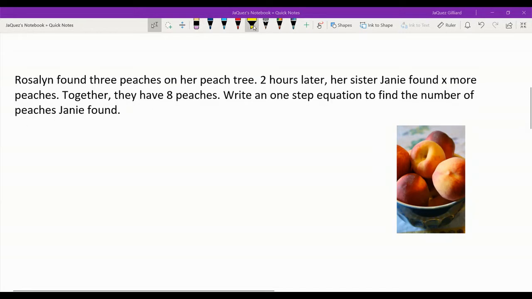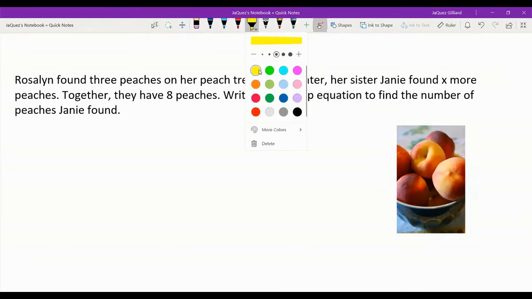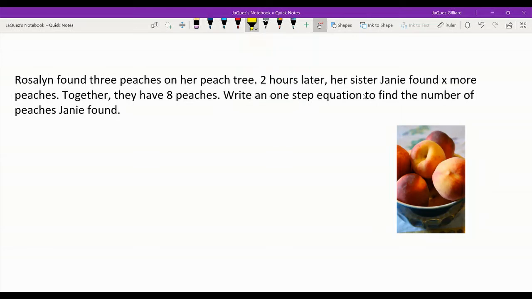It is very important that you read your problem all the way through first and figure out what the question is asking you. So it's asking us to write a one-step equation, okay? So make sure you remember to read it all the way through first, identify what it wants you to do, and then let's set it up. Okay, it says write a one-step equation.